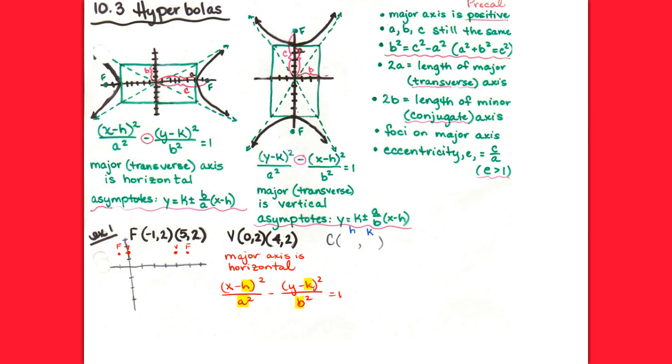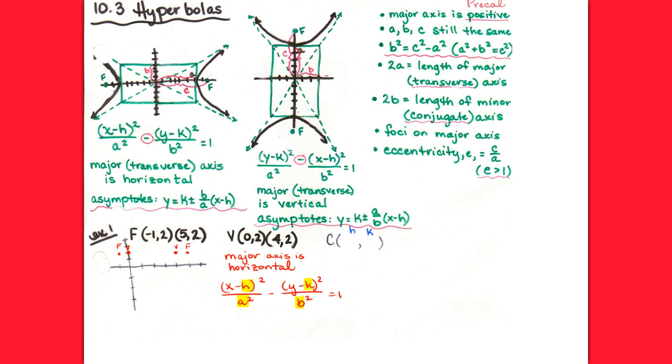So I'm going to copy the equation there from higher up on the page for major axis is horizontal. You'll notice that I really just need 3 things. I need the center, I need the A value, and the B value, and I'm done, right? Center, A, and B, all I need. So let's start with finding the center.